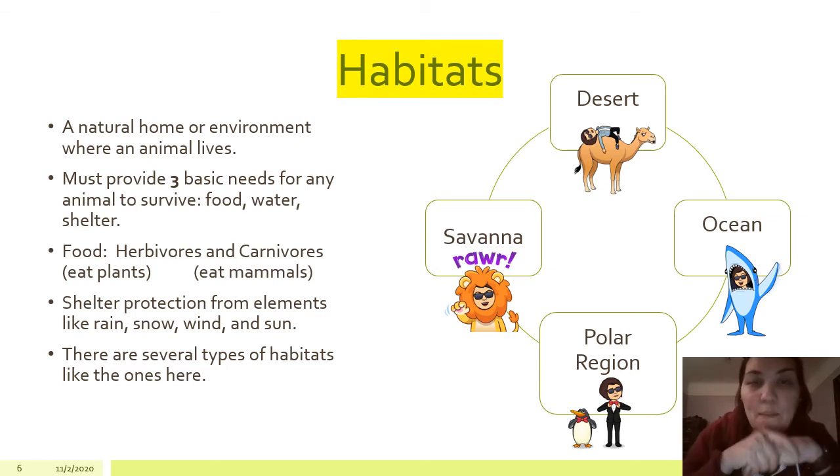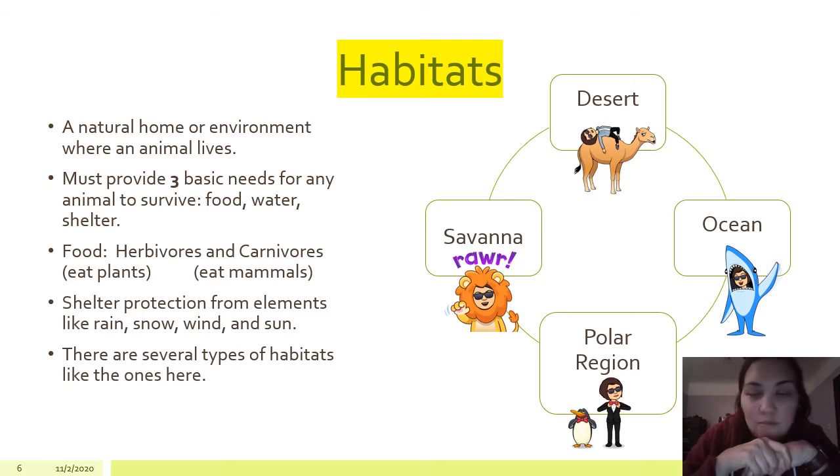When we are talking about habitats, there's 3 basic needs for animals to survive. You ready to listen? Food, water, shelter. Those 3 things have to be present for animals to survive in a habitat. We can't have only food and shelter and no water, and we can't have water and shelter and no food. All 3 things have to be present in a habitat in order for an animal to survive.